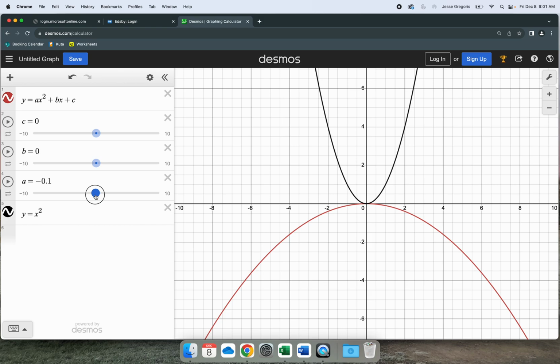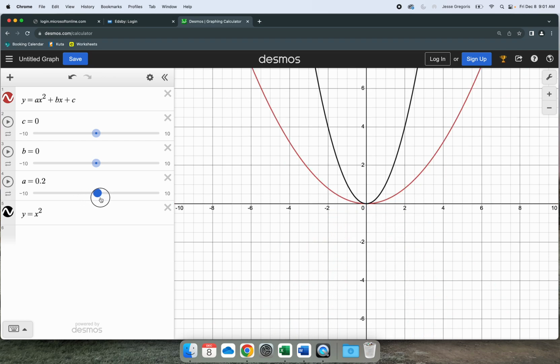It now has a maximum, but it's skinnier than the basic one. As we get toward -1, it starts to pull the shape of the black one. And you can see it's a perfect reflection across the x-axis. So it has the exact same shape, it's just reflected. And as we get a larger negative number, we see it's skinnier still. So that's the effect of the a value on a quadratic.